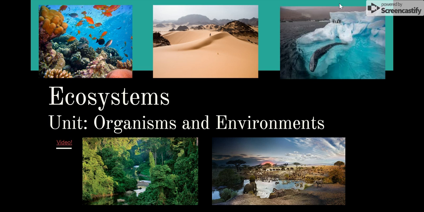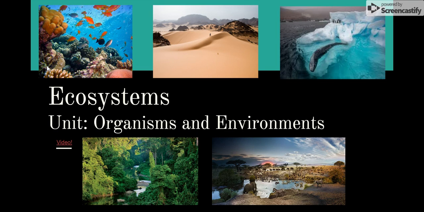Up here we have a glacier ecosystem which supports life like penguins and seals who can live in a really cold climate. We have deserts which are really hot and really dry, which means there's probably not too much life there, but some things like cactuses and camels can live there.